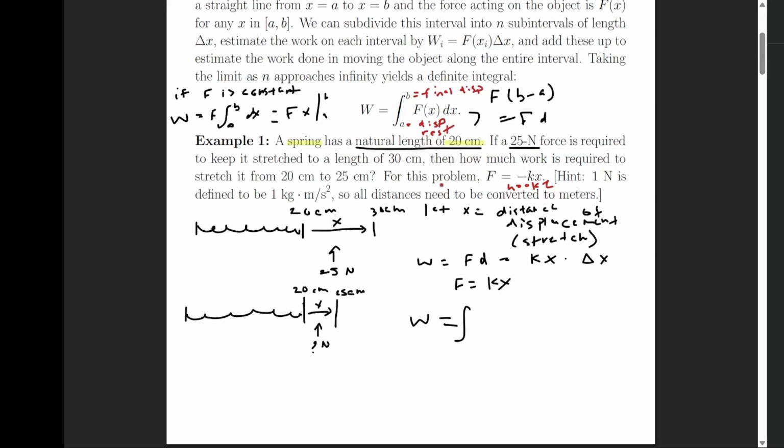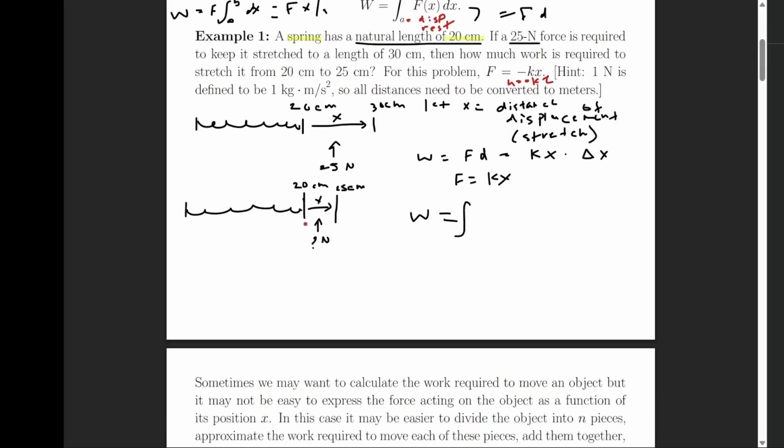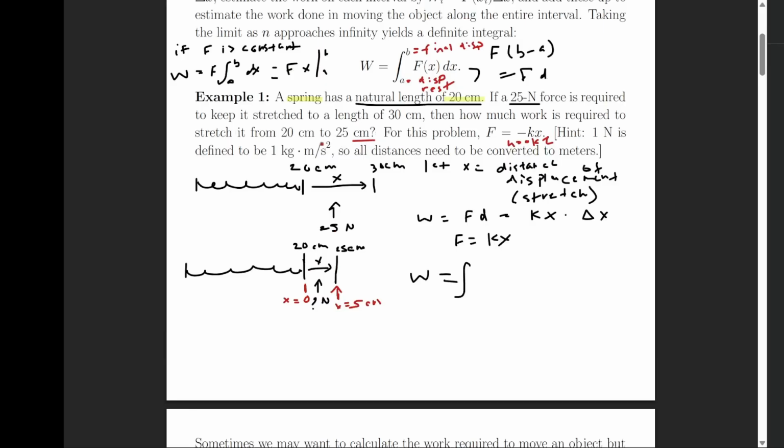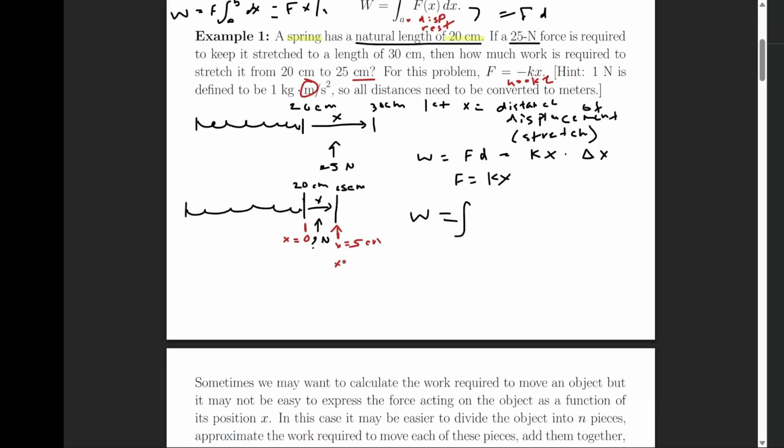In this case, the spring is at rest when it's in its natural position, x equals 0. And we're trying to get it 5 more centimeters, so x will equal 5 centimeters. But remember, this is in centimeters and that is in meters, so we can rewrite this as 0.05 meters. So our a and b here would be 0 and then 0.05.